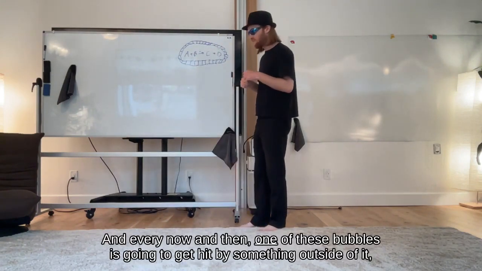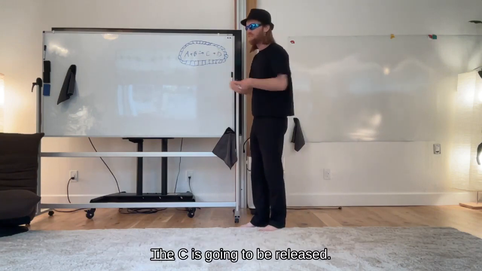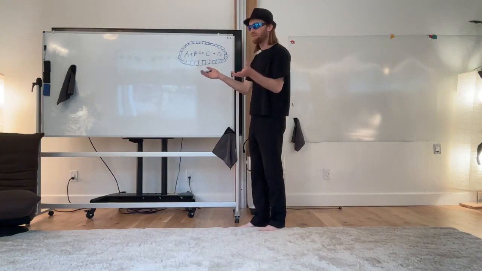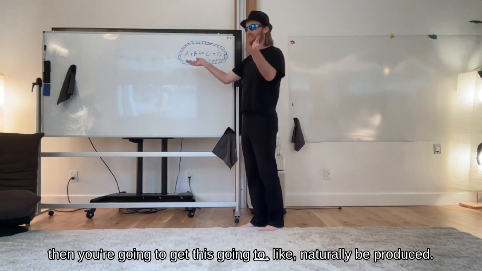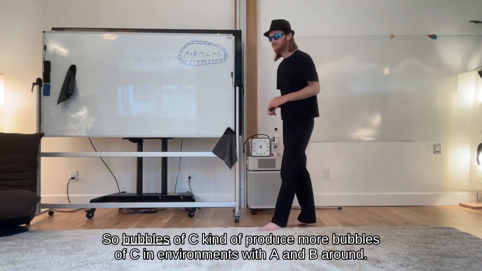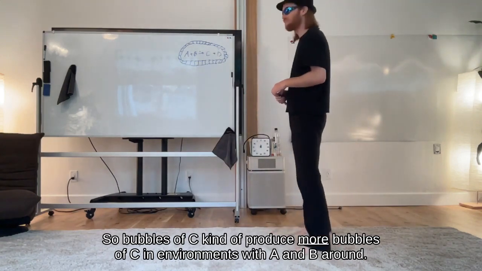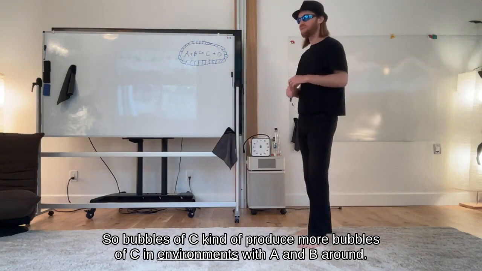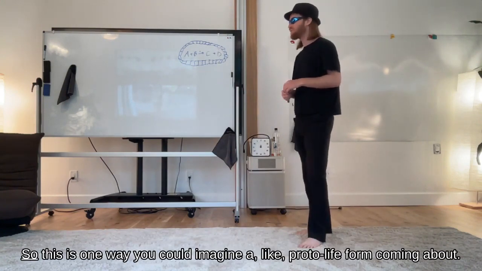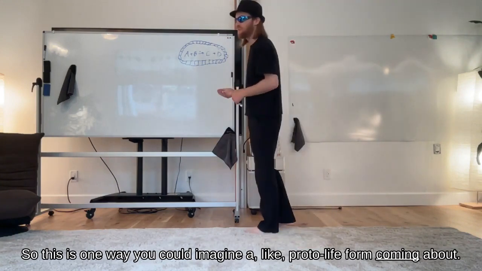Every now and then, one of these bubbles is going to get hit by something outside of it and fall apart for some reason. The C is going to be released. And if it's released into an environment full of A and B, then it's going to naturally reproduce. You're going to produce more of these things. So bubbles of C produce more bubbles of C, if there's an environment with A and B around. Exactly. So this is one way you could imagine a proto-life form coming about.